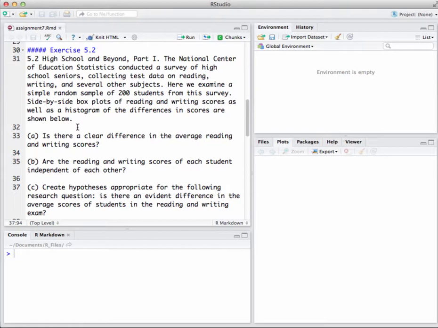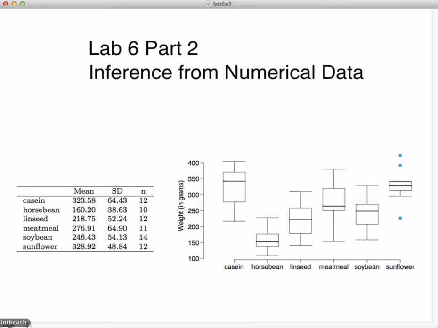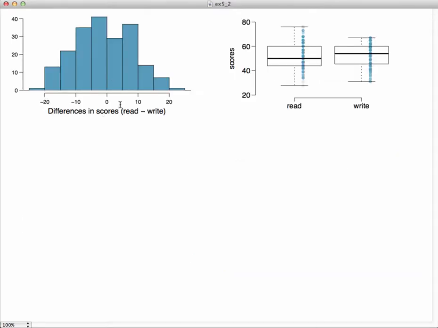So, High School and Beyond, part 1. The National Center for Educational Statistics conducts a survey of high school seniors, collecting test data on reading, writing, and several other subjects. Here we examine a simple random sample of 200 students from the survey. Side-by-side box plots of reading and writing scores, as well as a histogram of the differences in scores, are shown below. Well, they're actually shown over here on the whiteboard, so let's go back over to that. If we go over here into the whiteboard, there's the differences in scores, that's the histogram, and those are the side-by-side comparative box plots.